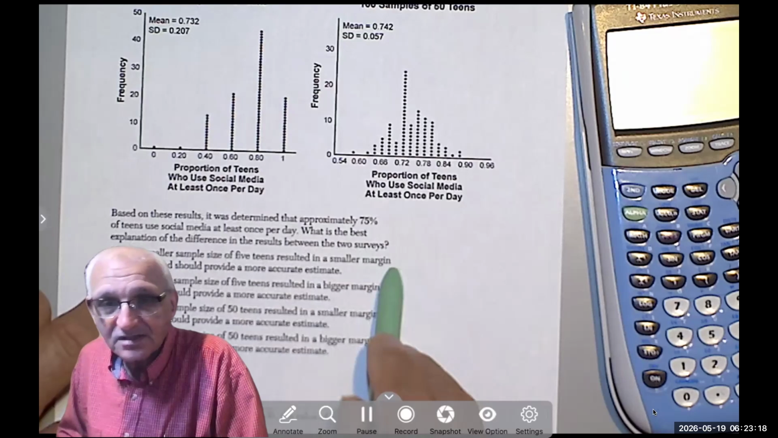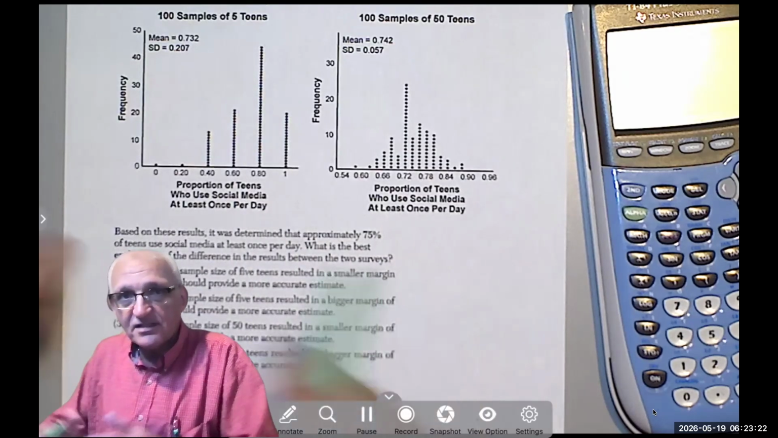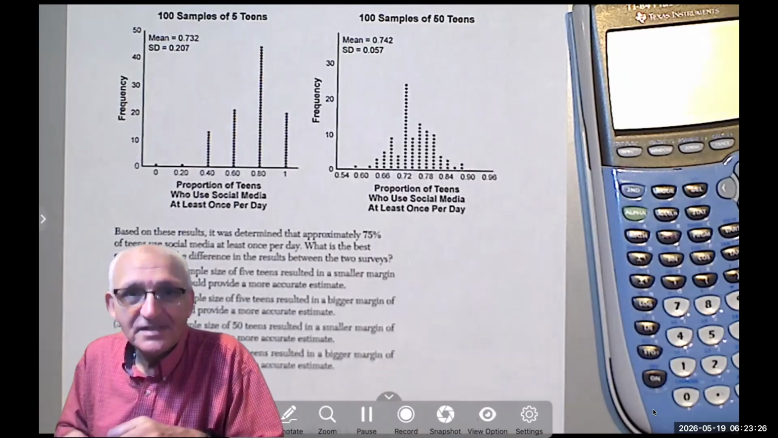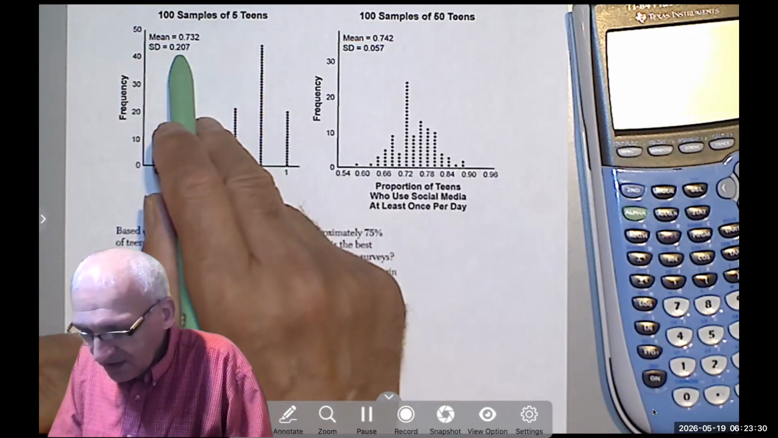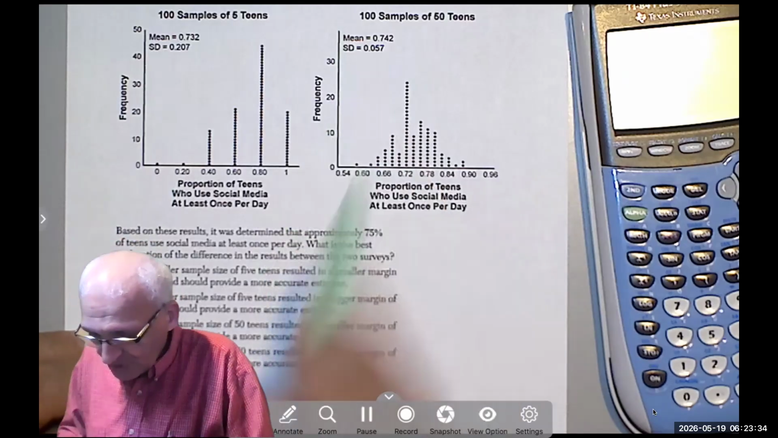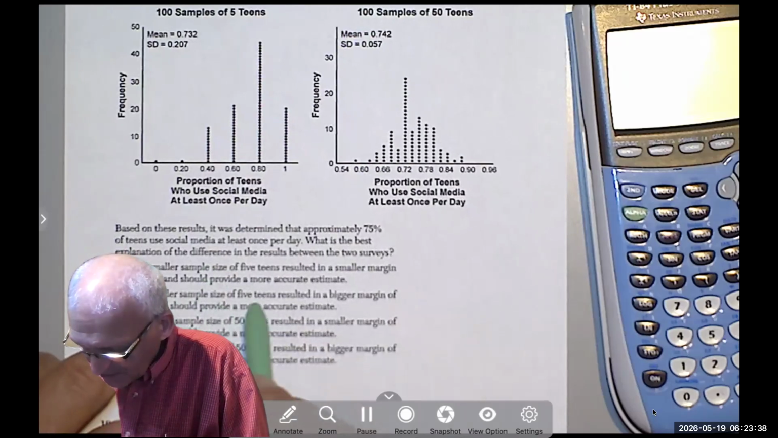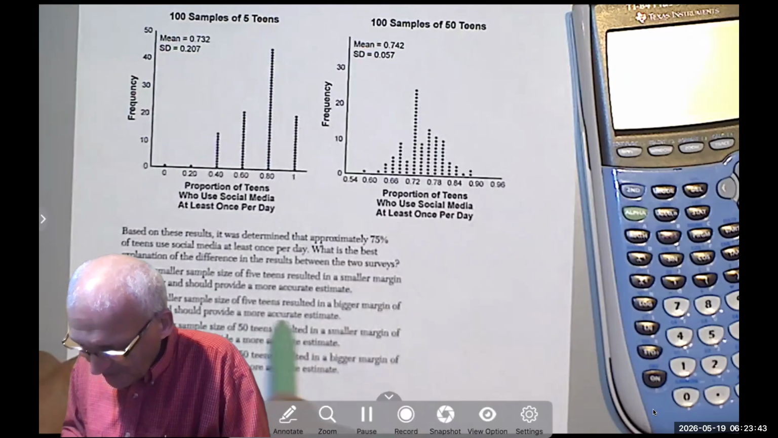No, of course not. To reduce the margin of error, you have to increase. And what is your measure of the margin of error? Yes, the standard deviation. And the standard deviation here is like almost 4 times that, right? So no, that is incorrect. The smaller sample size of 5 resulted in bigger, yes, margin of error, and should provide a more accurate.